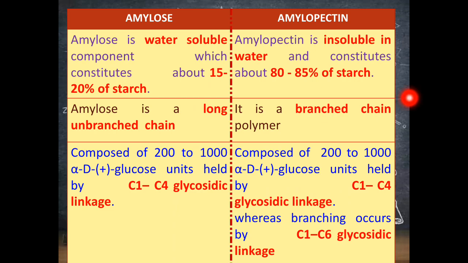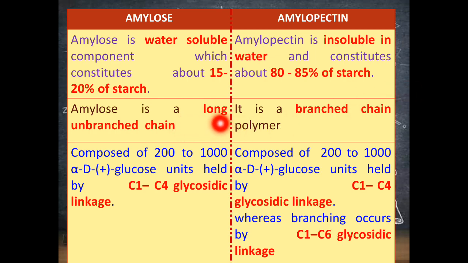These two have some differences. First of all, the amylose component is water soluble, whereas amylopectin is water insoluble. And amylose is composed of what? 15 to 20% of the total starch. If you consider starch as 100%, 15 to 20% will be amylose, a lesser percentage, whereas the amylopectin component will be more. How much? The remaining 80 to 85% of starch is composed of amylopectin.